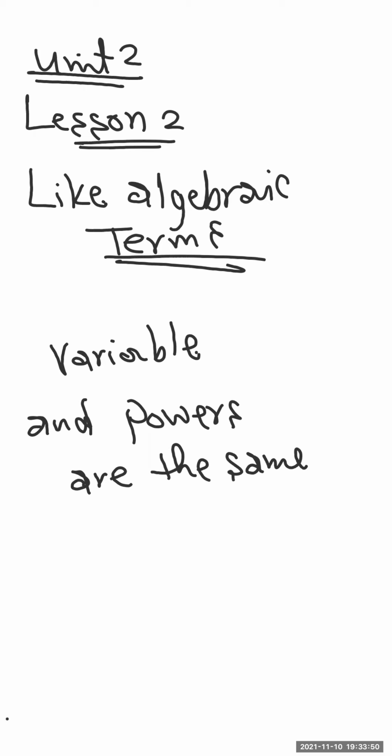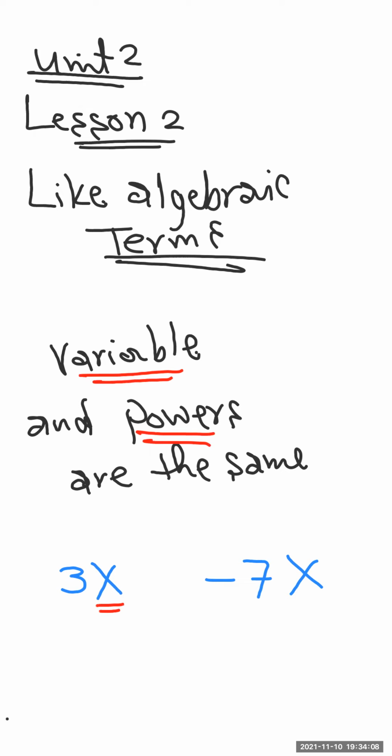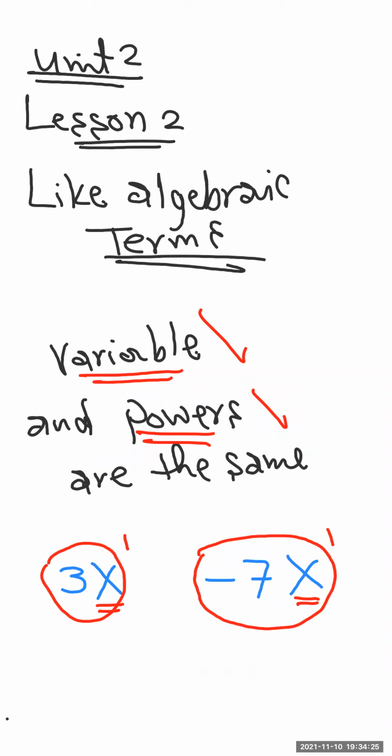Like what? Like if there are two terms like 3x and negative 7x. If we want to know if these two terms are like or not, we check the variables and the powers. The variables here are x and x, so they are the same. What about the powers? Here, x to the power 1, and here also x to the power 1. So variables are the same, powers are the same. So this means 3x and negative 7x are like terms.